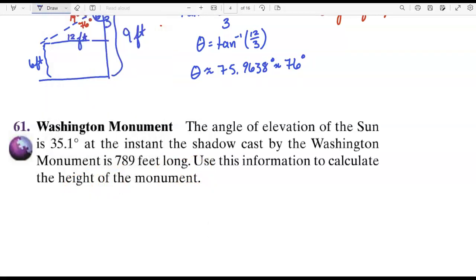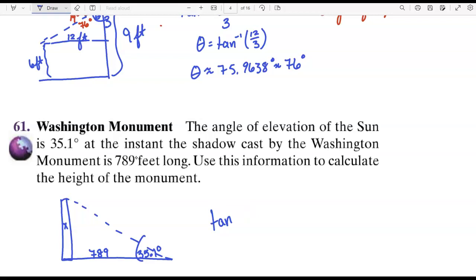So let's draw a picture of what we know. Here's our monument. We're looking for the height, so I'm going to call it X. This is 789 feet, so this is the shadow. And we're looking at the angle of elevation. Angle of elevation would be 35.1 degrees. So we're looking for that height here. Once again, we can use tangent.